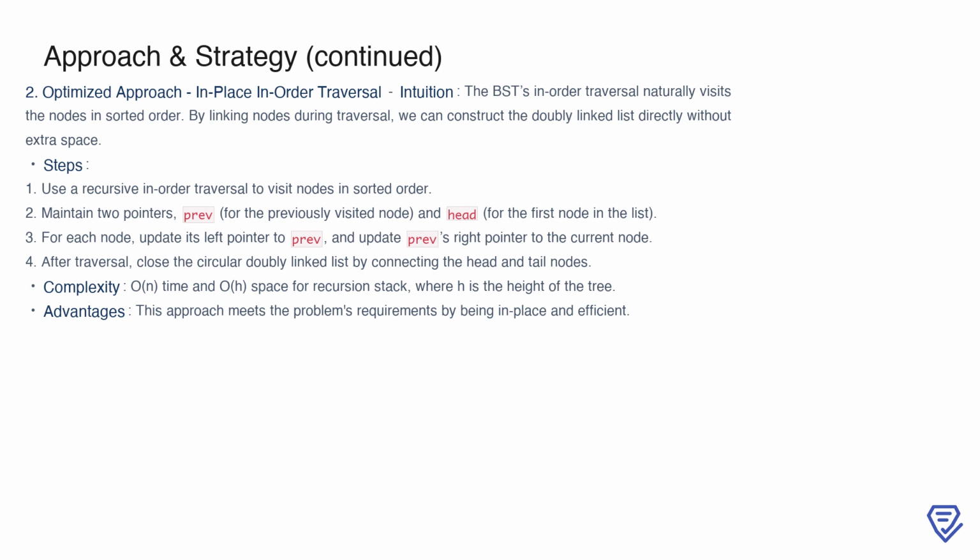Specifically, for each node, we set its left pointer to the previous node and update the previous node's right pointer to the current node. Finally, we close the circular doubly linked list by linking the head and tail nodes. This approach is highly efficient, with a time complexity of O(n) and a space complexity of O(h), where h is the height of the tree due to the recursion stack. It also adheres to the in-place requirement, making it an attractive solution.